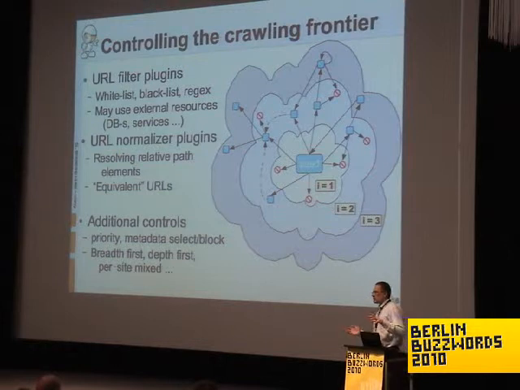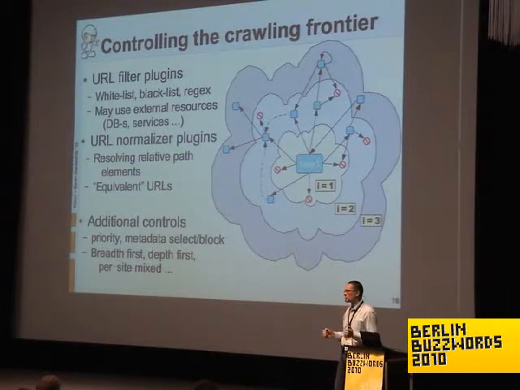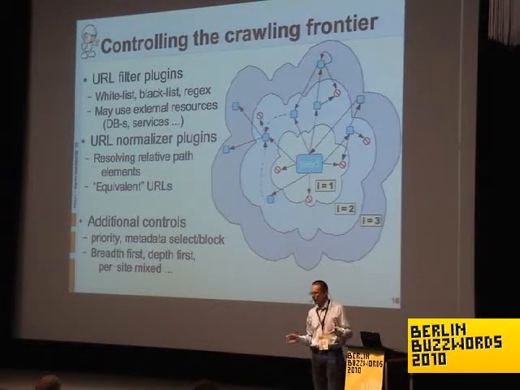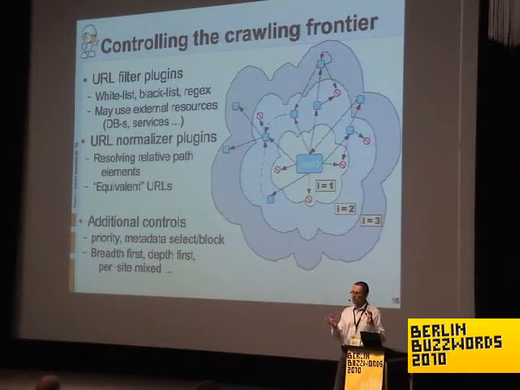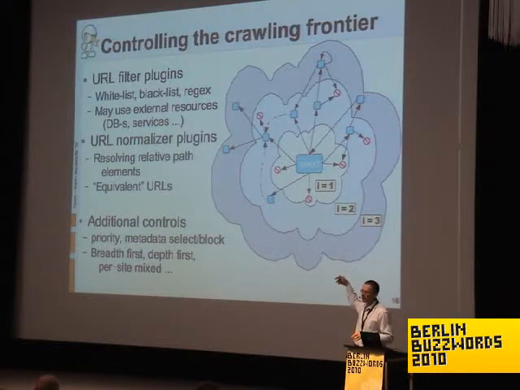You can also think about focusing your crawling on a certain domain, right? If you want to build a domain-specific collection, like .de or .uk, .co.uk or whatever, then you may want to put in a set of URL filters that limit your crawling frontier only to that subset of outlinks. And then, of course, your crawler will move in that direction more than in other directions.